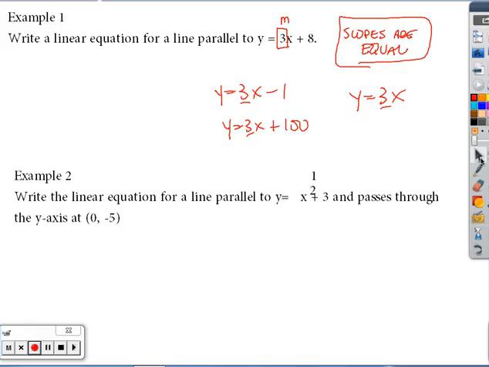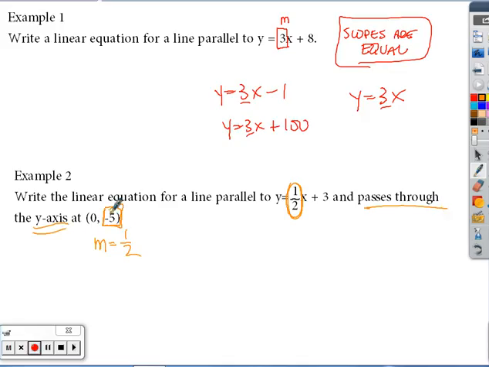Example 2. So a little goofed up here. It's supposed to be a 1/2. All right, so example 2, now we're trying to write the equation for a line parallel to y equals 1/2 x plus 3 and passes through the y-axis at (0, -5). So this one's a little bit more specific. It's giving us a slope of 1/2. That's the only part we need from the equation. So we extract that slope. So m is 1/2.